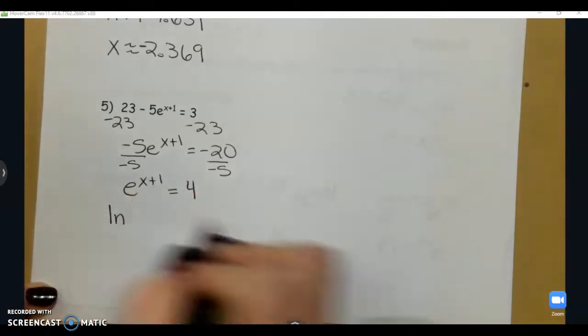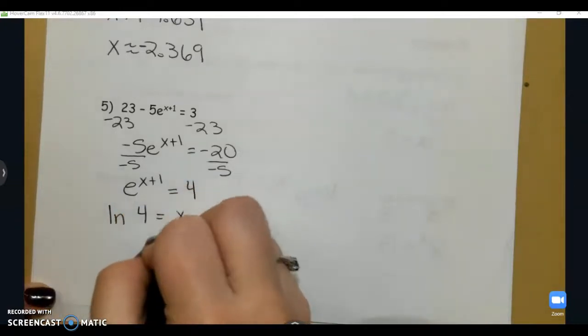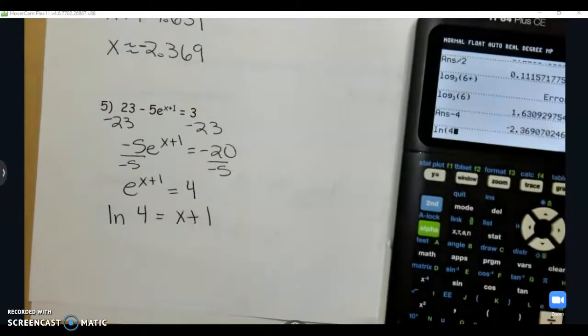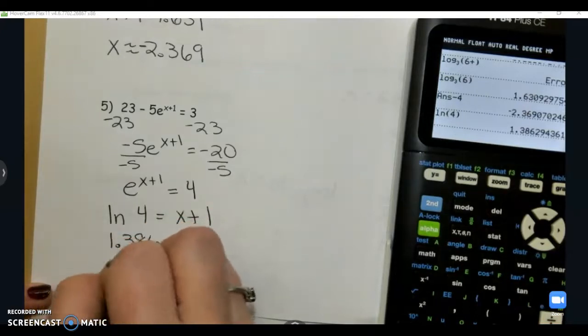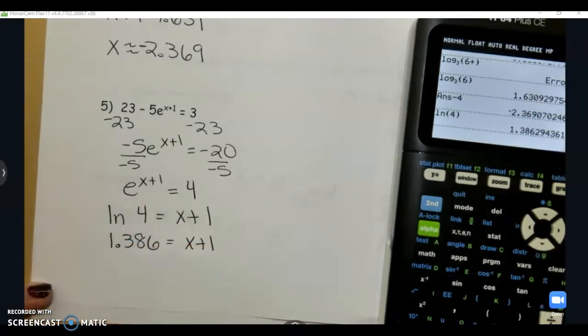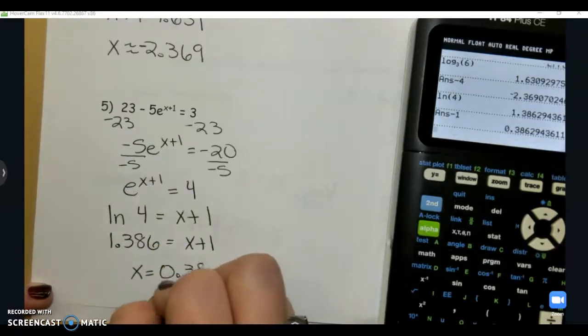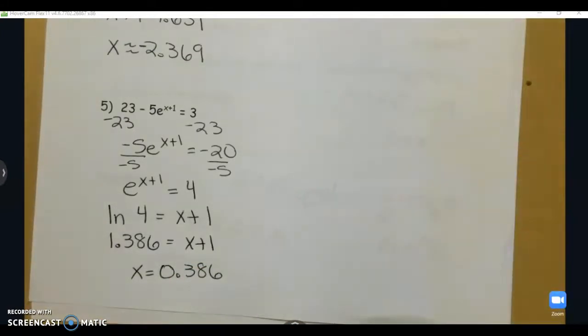So natural log of 4 is equal to x plus 1. I can put natural log of 4 into my calculator. So 1.386 is equal to x plus 1. If I subtract 1 on both sides, I'm going to find that x is about 0.386. And that is it for day 1. That is just solving the exponential equations.